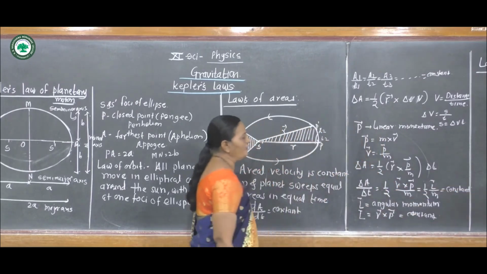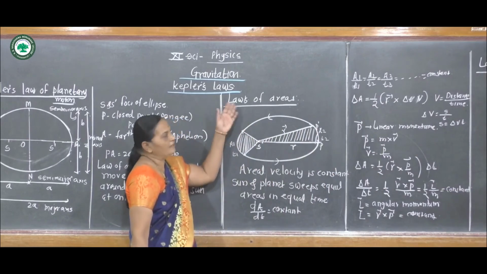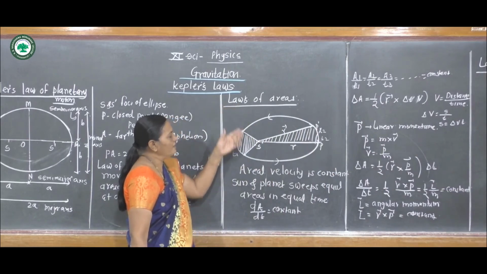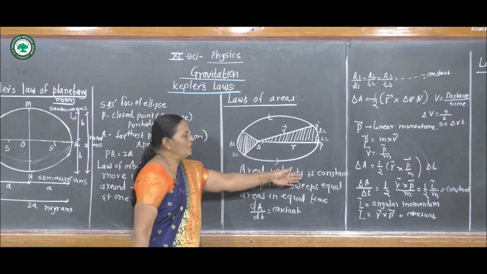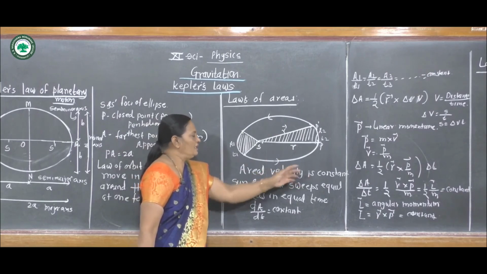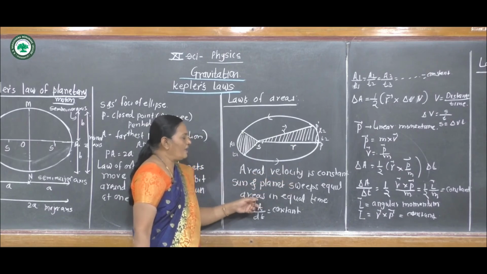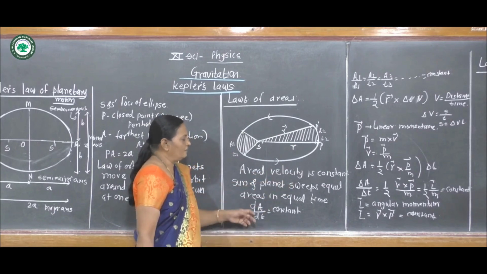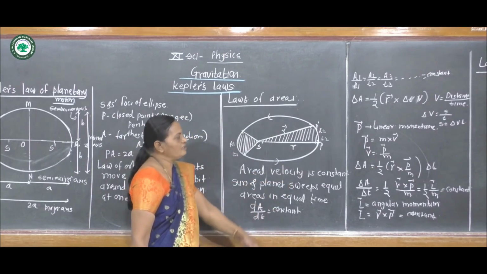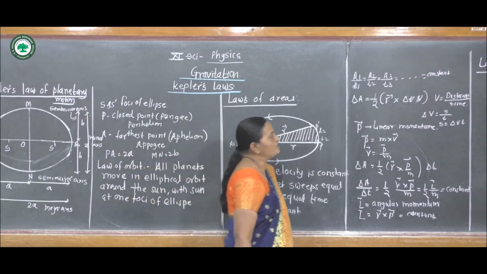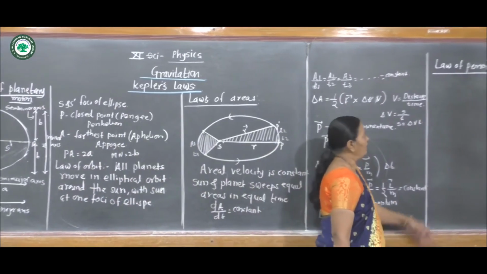This is Kepler's second law, the law of area: the areal velocity of the planetary motion is constant. The sun and planet sweep equal area in equal time, that is dA by dt is equal to constant. Now we see the third law, the law of period.